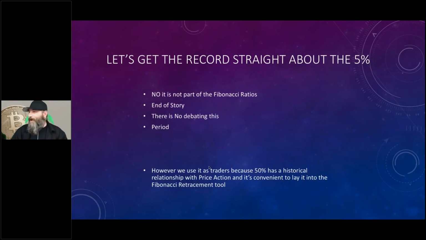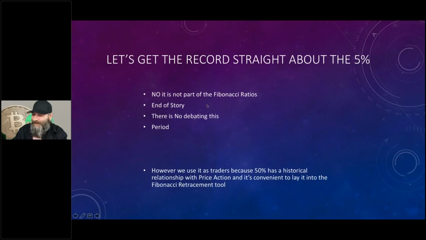I want to get the record straight about the 5. And now I call it the 5. It's the 0.50 or the 50%. I call it the 5. You can call it whatever makes you feel good at the end of the day. It is not part of the Fibonacci ratios. End of story. There's no debate in this period. All right?